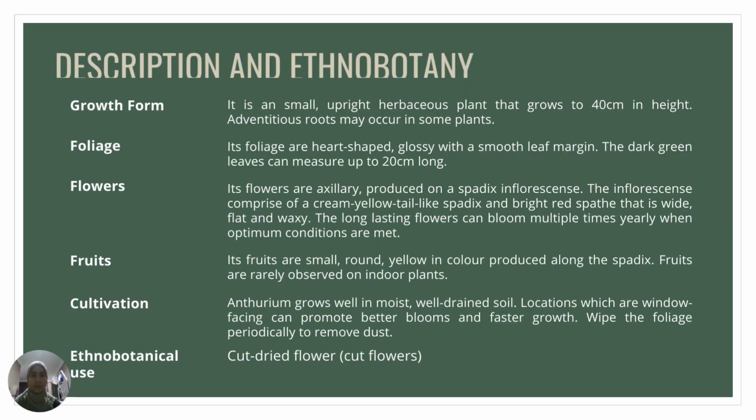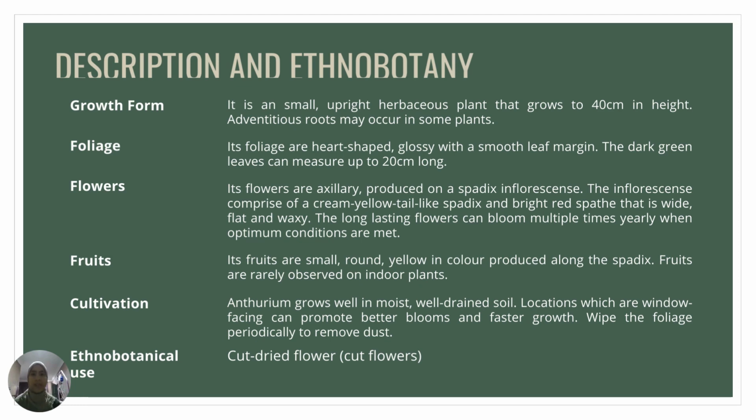Description and ethnobotany for flamingo flowers. The growth form is a small upright herbaceous plant that grows to 40 centimeters in height. Adventitious roots may occur in some plants. As for the foliage, its leaves are heart-shaped, glossy, with a smooth leaf margin. The dark green leaves can measure up to 20 centimeters long. As for the flowers, they are axillary, produced on spadix inflorescences. The inflorescence comprises a cream yellow tail-like spadix and a bright red spathe that is wide, flat, and waxy.